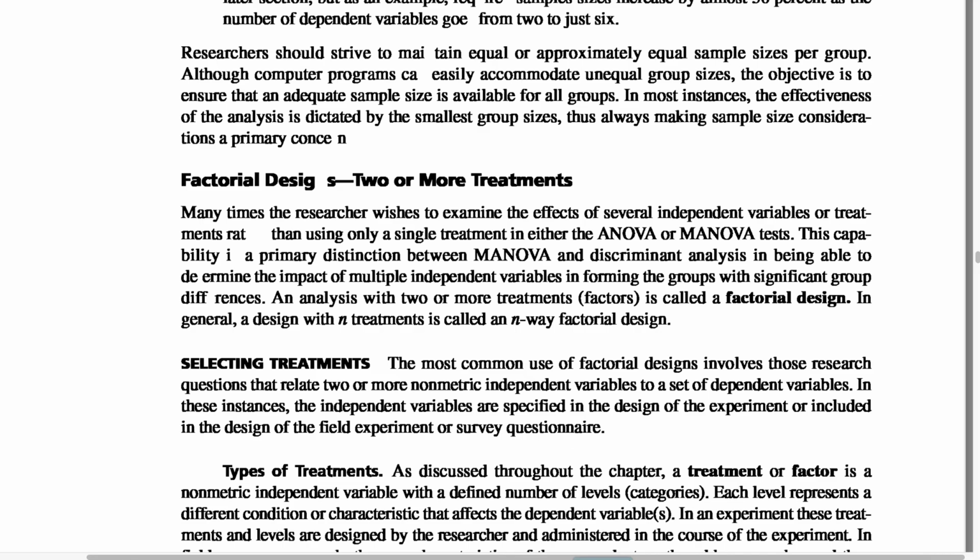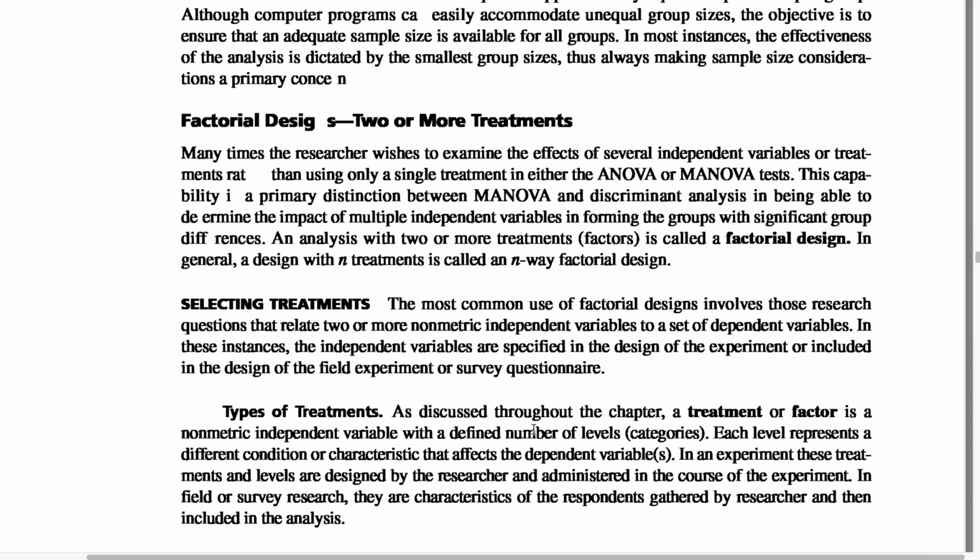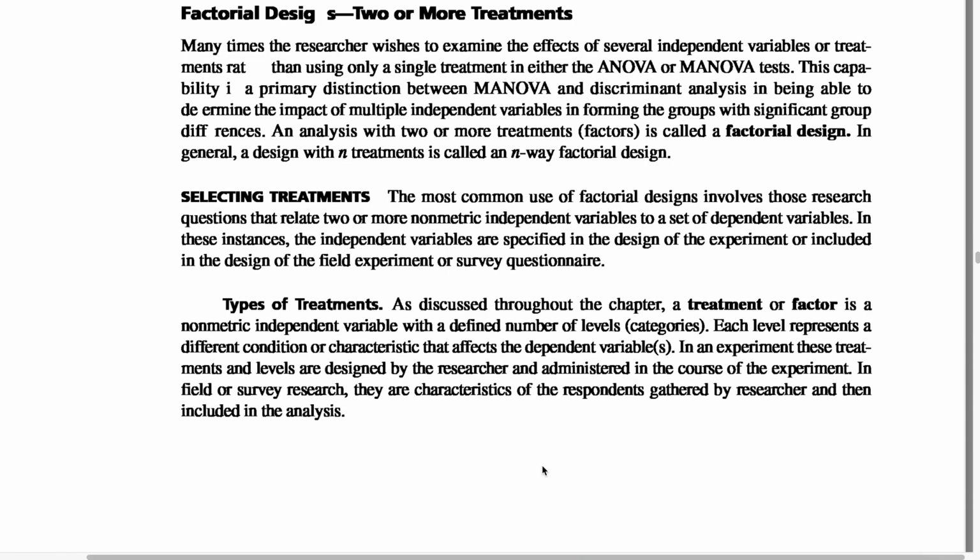In the literature, a design with one treatment is called a one-way factorial design. Selecting treatments. The most common use of factorial design involves those research questions that relate two or more non-metric independent variables to a dependent variable. In this instance, the independent variables are specified in the design of the experiment or included in the design of the field experiment or survey questionnaire.